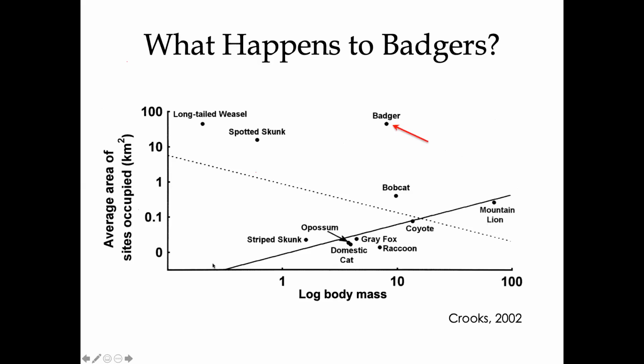In that paper, Kevin Crooks suggested that it had to do with some of the specialized behaviors that these three species, all mustelids, incidentally, have. And for badgers, that would be burrowing, also long-tailed weasels, hunting burrowing prey as well. Spotted skunks, not a lot is known about them in California. So that pattern kind of remains a mystery there.